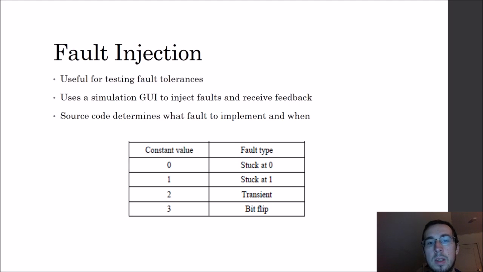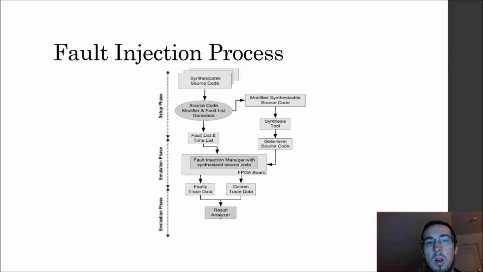How it will work is you can see from this table below that you will input a constant value, and then this constant value will input that fault type at a location of your choosing. This is an example of the fault injection process. You can see that you create your source code, you generate your source code, and then you inject it onto the FPGA. You trace your data to see if you get the golden trace data, which is a perfect 100% overcoming of the fault, and then it will run through the result analyzer.